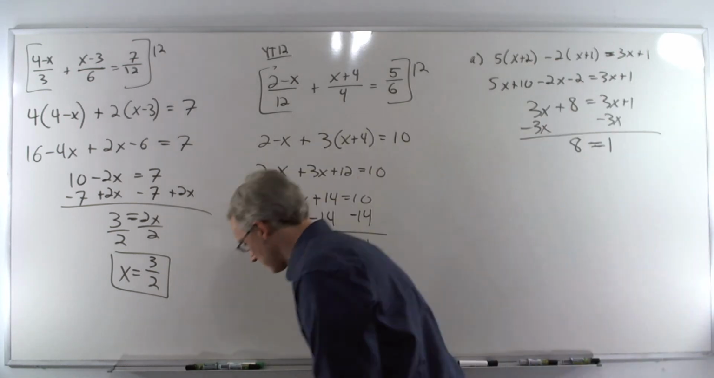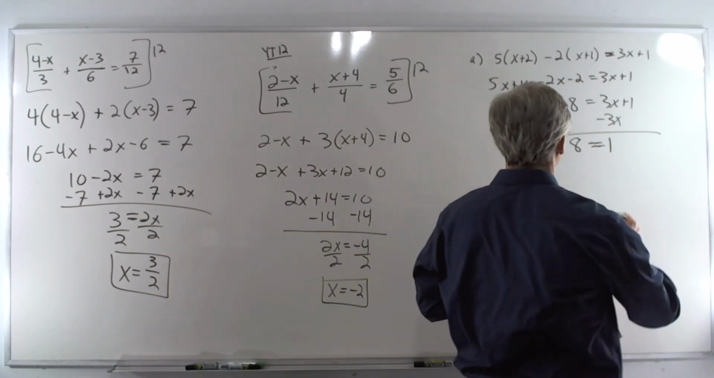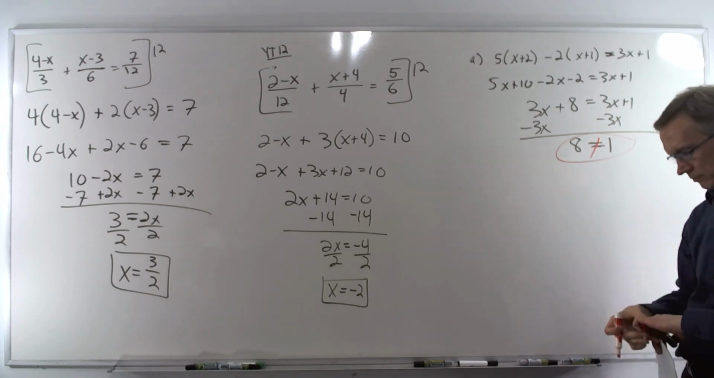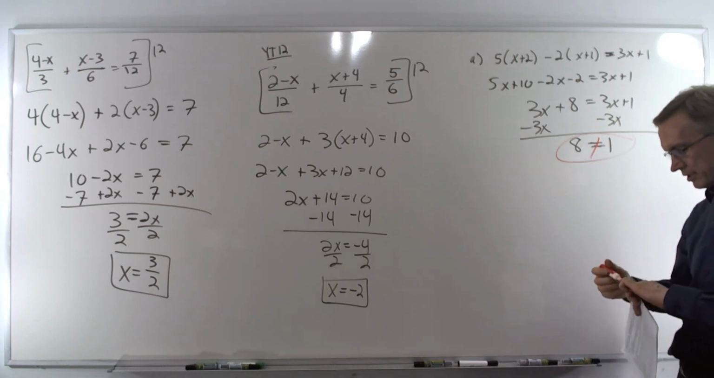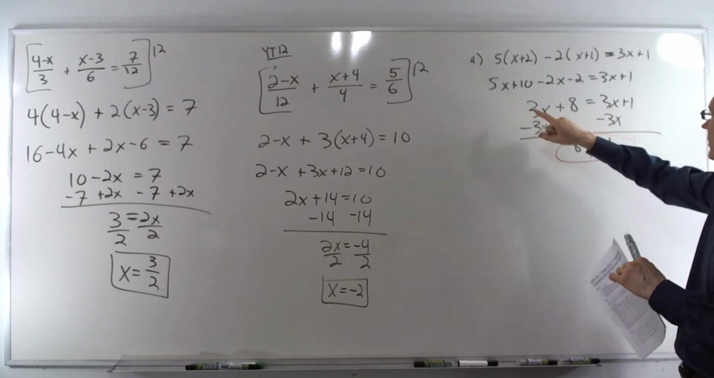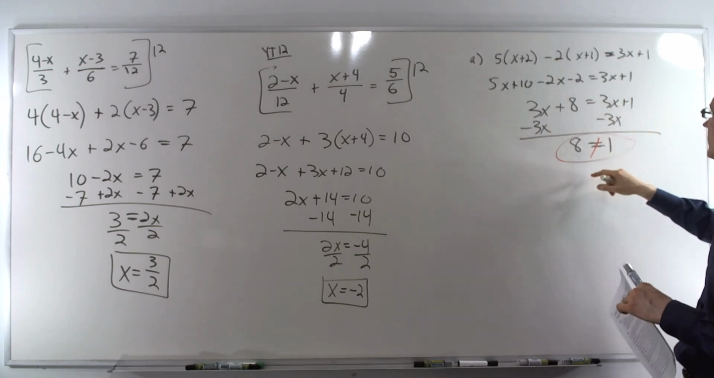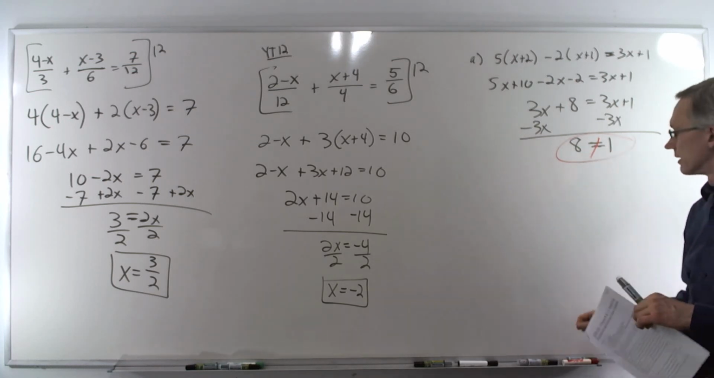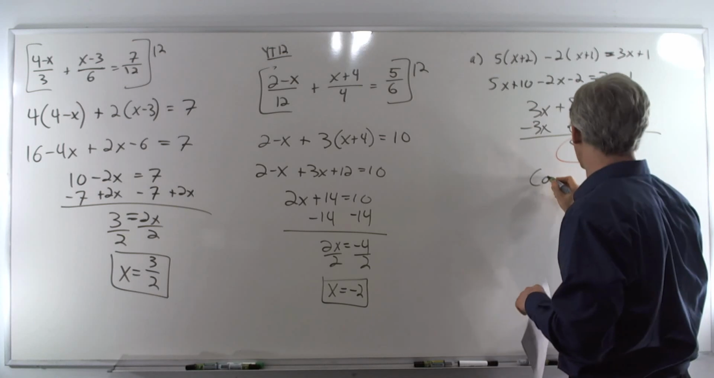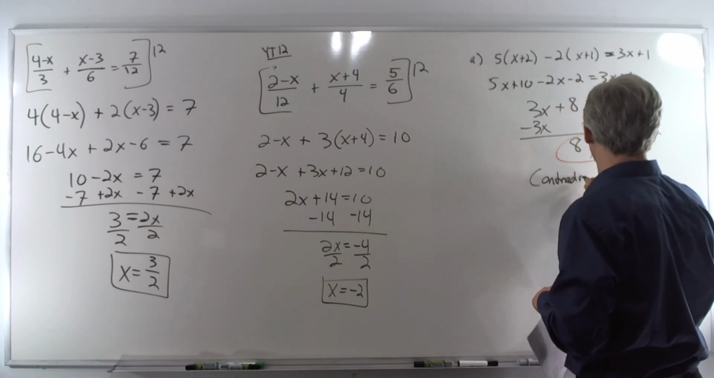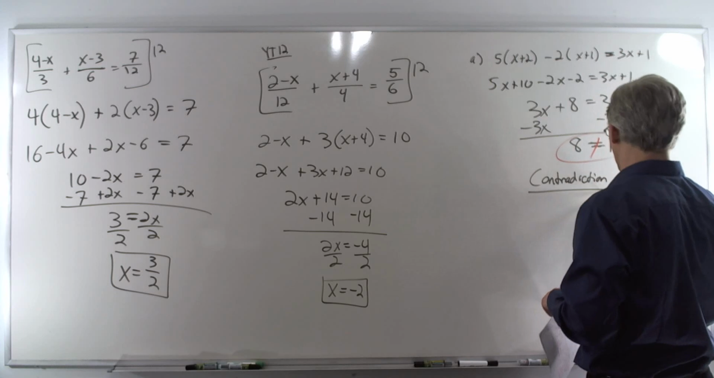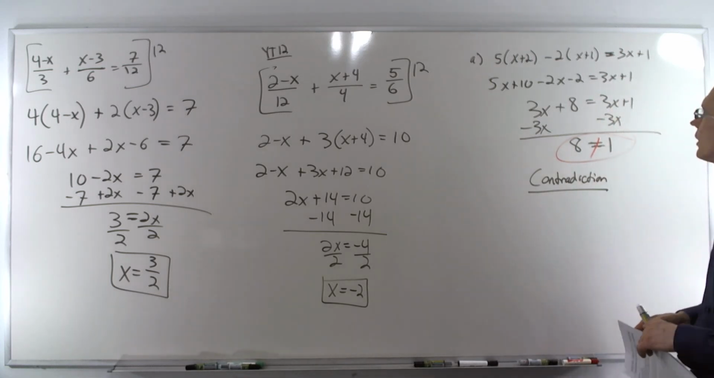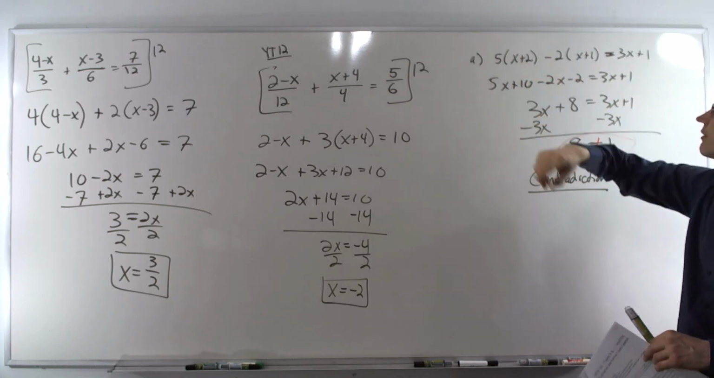But 8 does not equal 1. So this is a false statement. So if you ever are solving an equation like this, and you get rid of all the x's, so there aren't any left, and you get different numbers on each side so that the equation is not true, this is a contradiction. A contradiction means there is no solution. It doesn't matter what number we pick to plug in for x, this will never be a true statement.